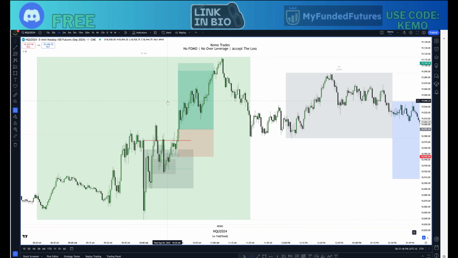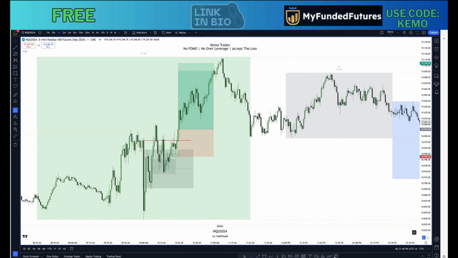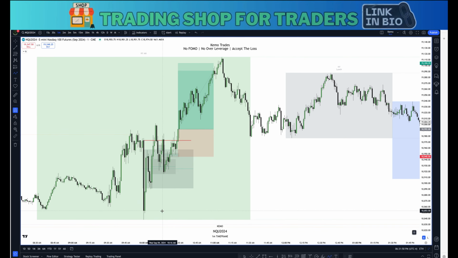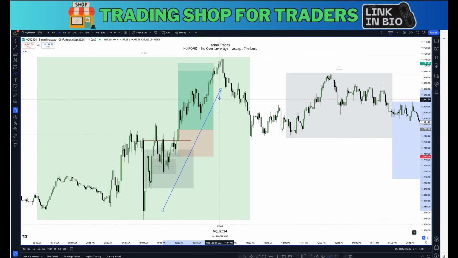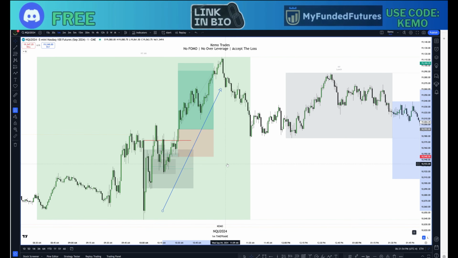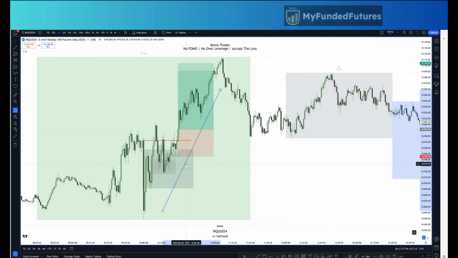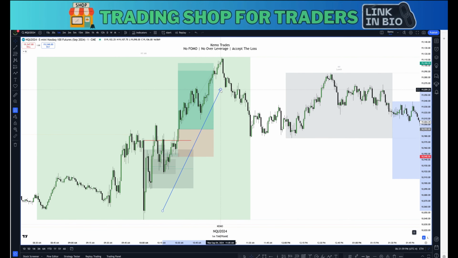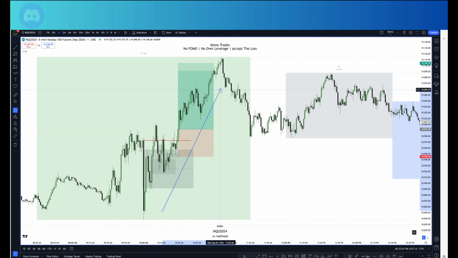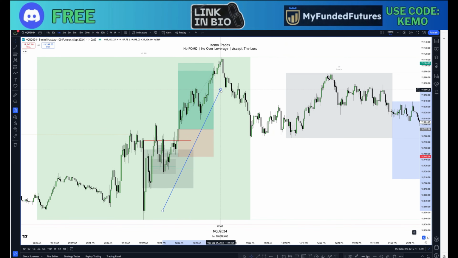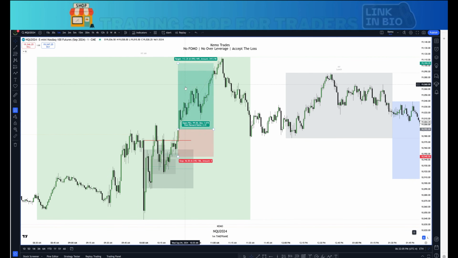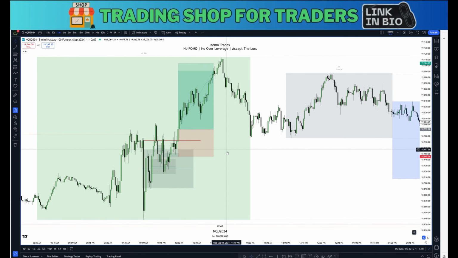And as you can see, what you just caught is the distribution of the 4-hour candle. And this is exactly what we're looking for. We're looking to trade and catch the distribution of the 4-hour 10 a.m. candle. And this is what we just did, okay?